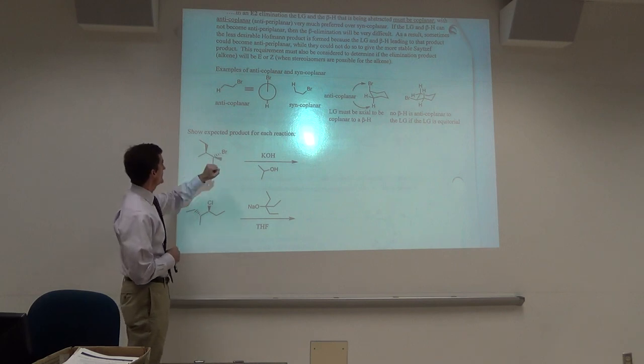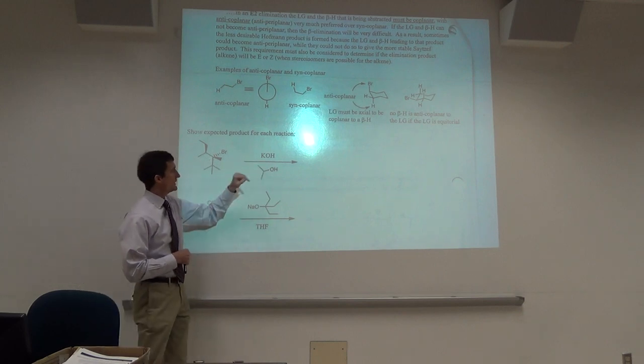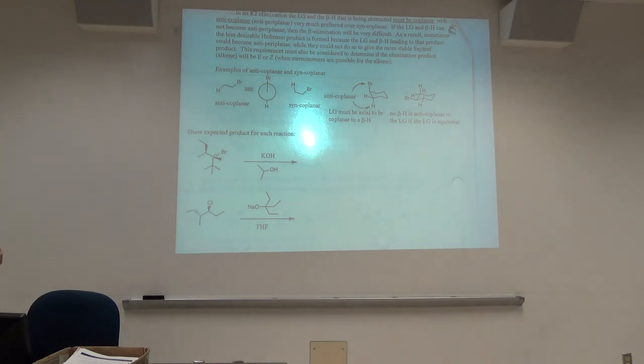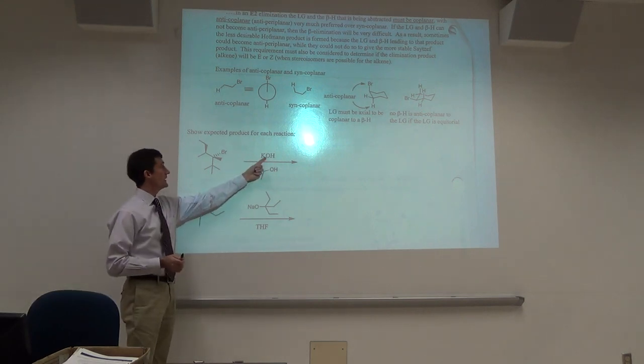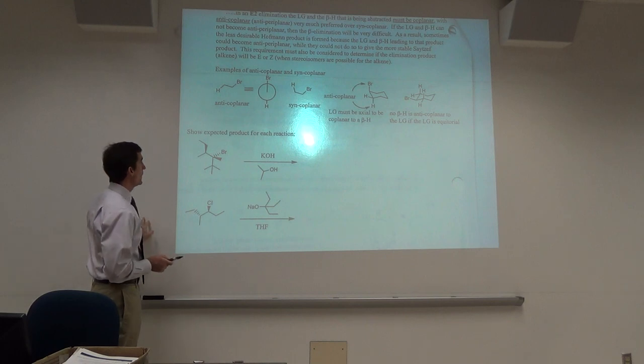Let's see, we have a leaving group on a tertiary carbon, strong base. What reaction are we doing here? What mechanism? E2. Bimolecular, can't do SN2 on a tertiary halide, must be E2. Okay.